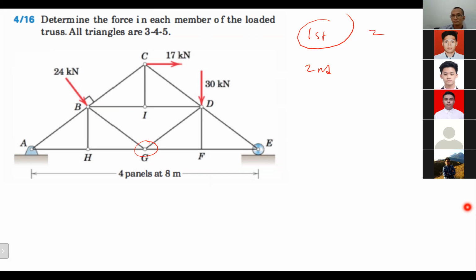Hello, Rizky. That seems like a connection problem.